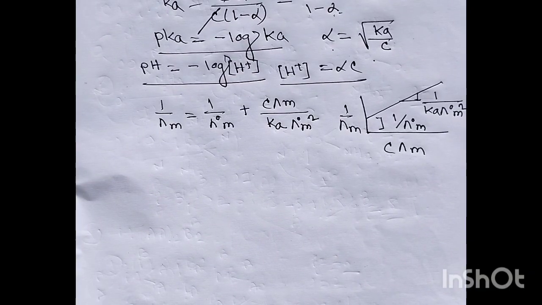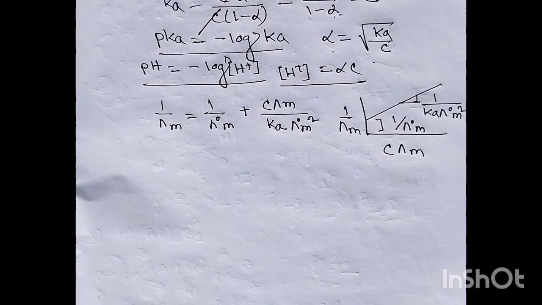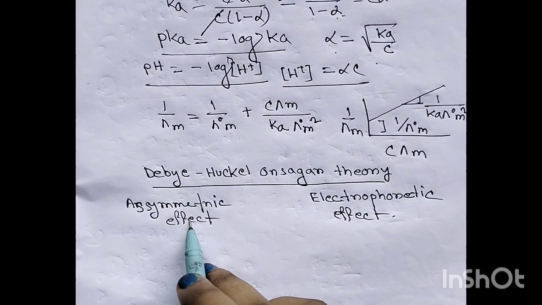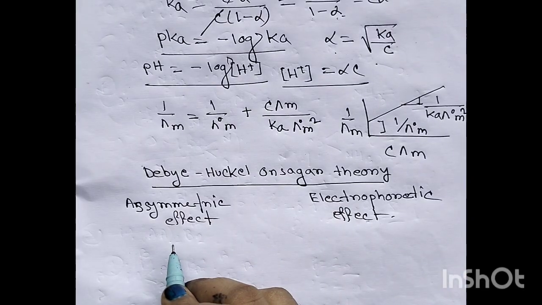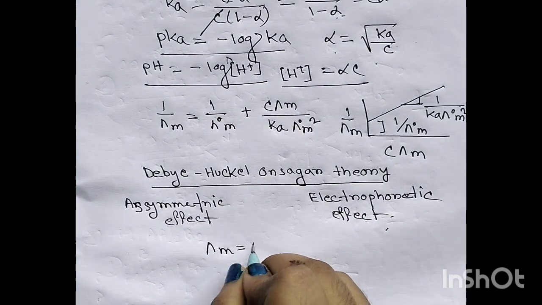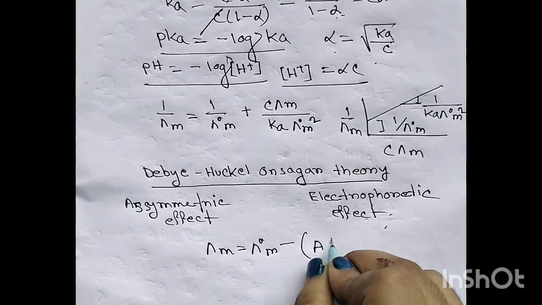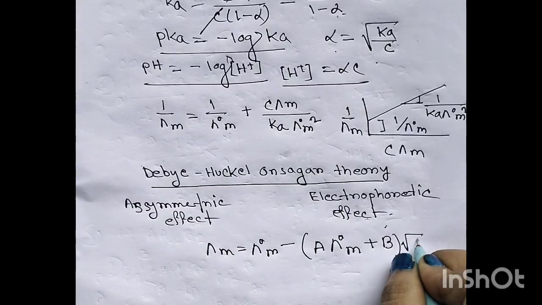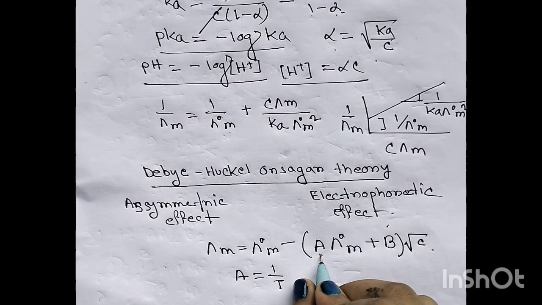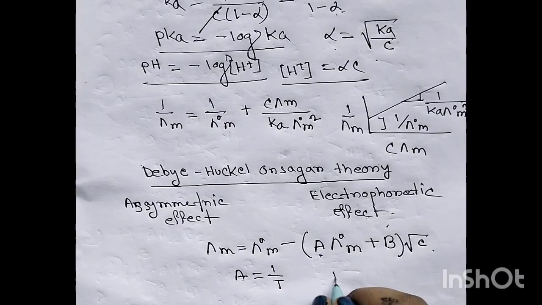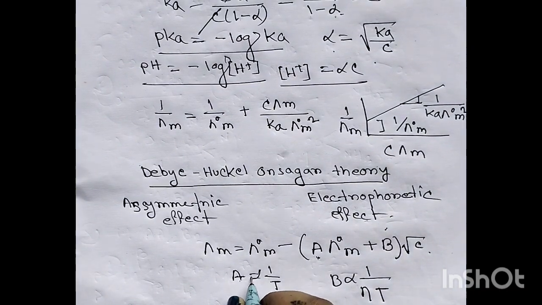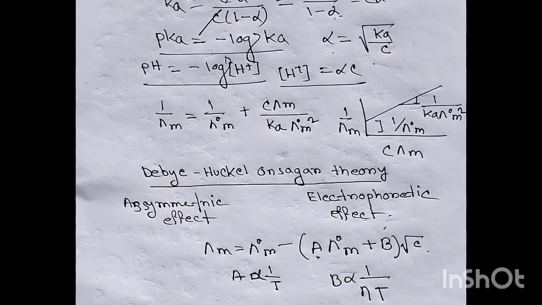Now we discuss the Debye-Hückel-Onsager theory. What is the Debye-Hückel-Onsager theory? It depends on two effects. One is the asymmetric effect and one is the electrophoretic effect. Asymmetric effect is due to ionic atmosphere and electrophoretic effect is due to hydrated sphere. Here the equation is lambda m equals lambda naught m minus (A lambda naught m plus B) into root c. Here A decreases due to asymmetric effect and B decreases due to electrophoretic effect. A equals 1 by T and B equals eta by T. Eta is viscosity. Here we can write proportional.